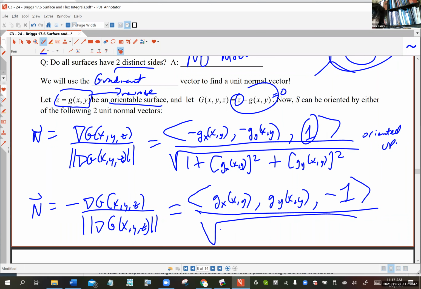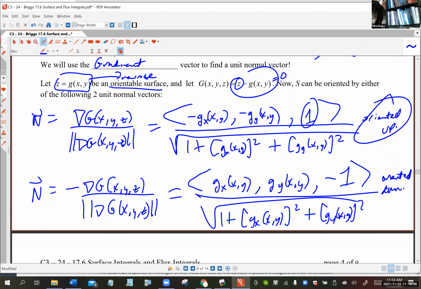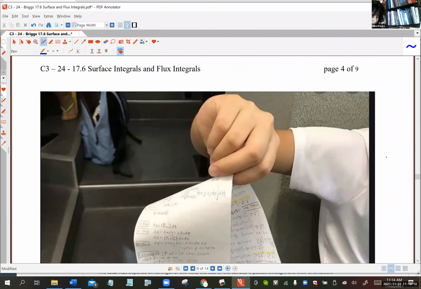And the magnitude is still the same. It's going to be this horrible looking radical. Okay. And this is the unit normal vector that we would say is oriented down. And normally when we do some problems, we'll have the oriented up. That's more common. But sometimes you do need to take the ones that are oriented down for certain problems. Okay?